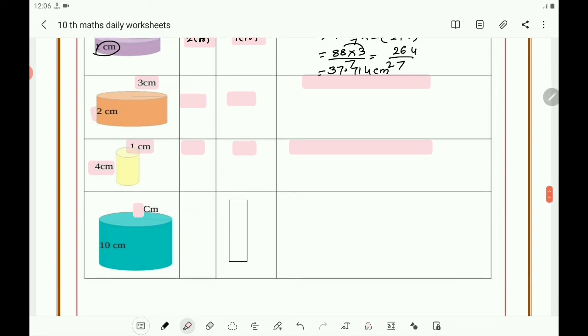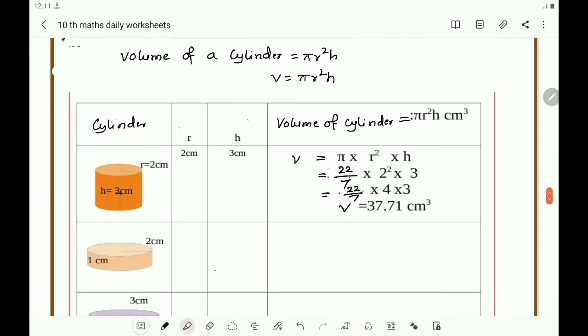Then you take r equals 5 cm, h equals 10 cm. Then write the value of r and h and write the formula for TSA. Substitute the value of r and h and calculate TSA. Next, volume of a cylinder. What is the formula to find the volume of a cylinder?